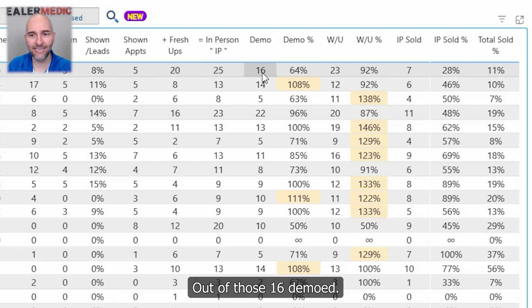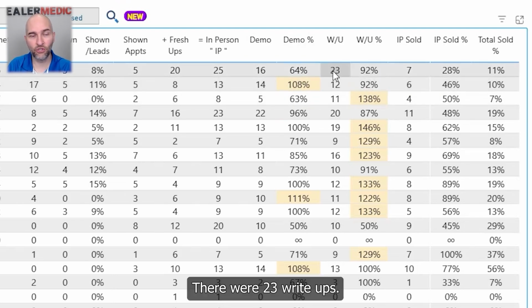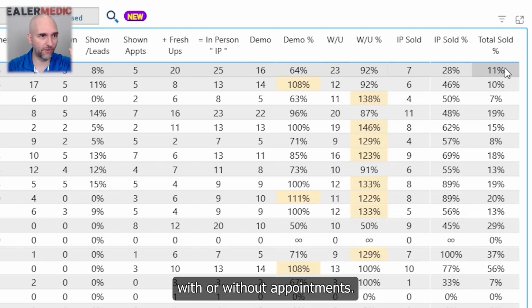Out of those, 16 demoed. Okay. That's a 64% ratio. Out of the 25, there were 23 write-ups. That's your write-up percentage. Out of the 25, 7 people sold, and that's the math there. And then that's the average from all leads that sold with or without appointments.